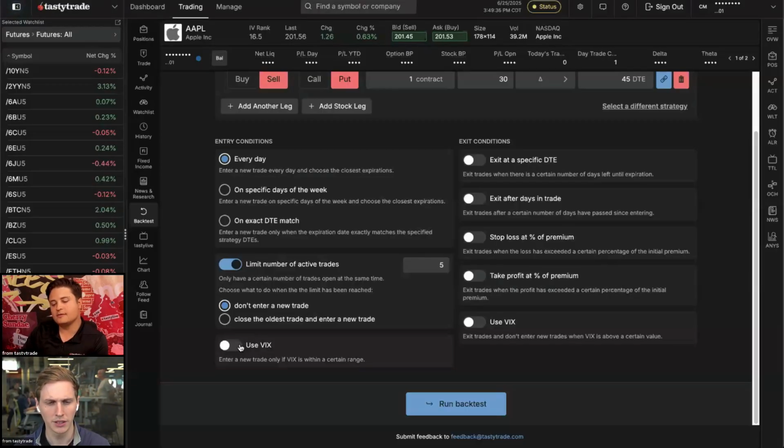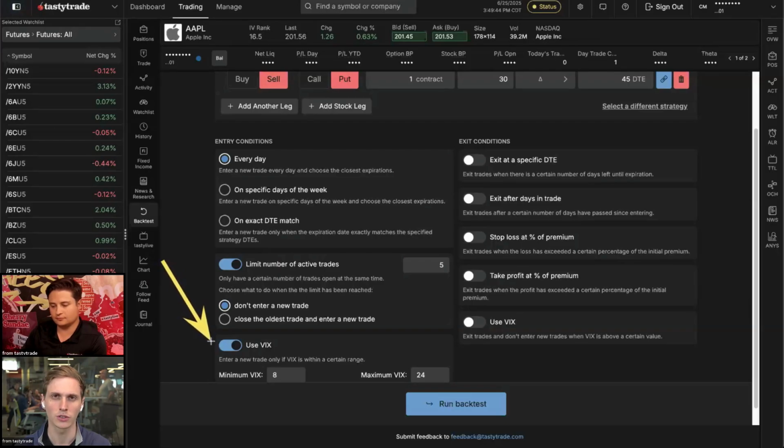And then the last piece that we'll look at too is that you can set up your trade to enter when the VIX, or just generally the volatility in the market, is within a certain range. We'll just leave this off for right now to keep it simple. But again, it's just another parameter that you can look at adding to further justify your backtest or how well your strategy would perform in certain market conditions.